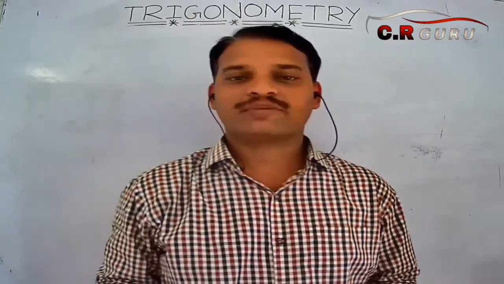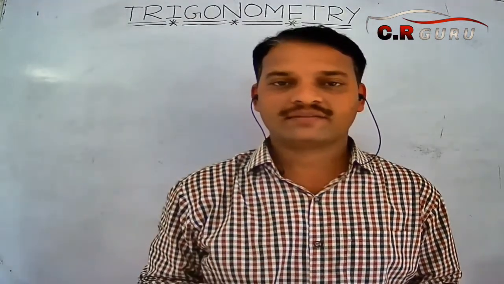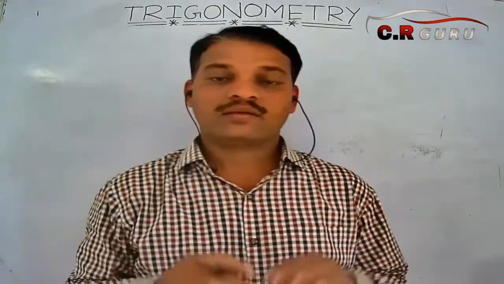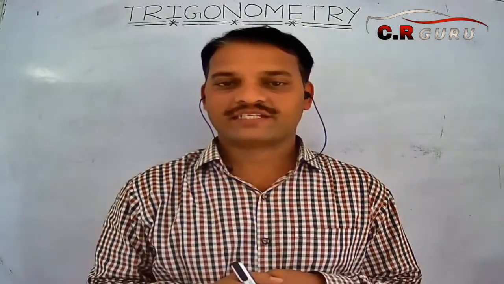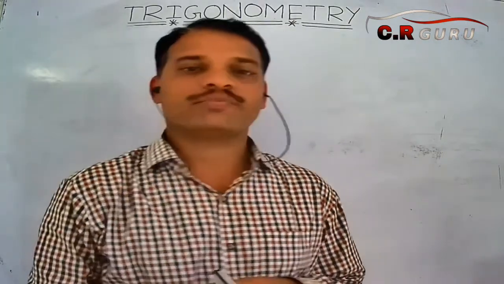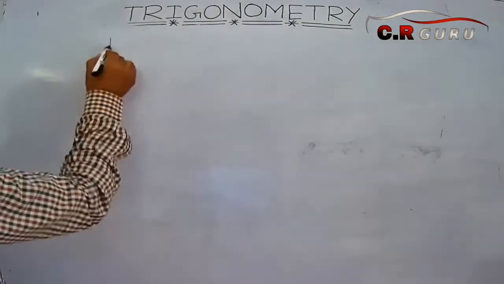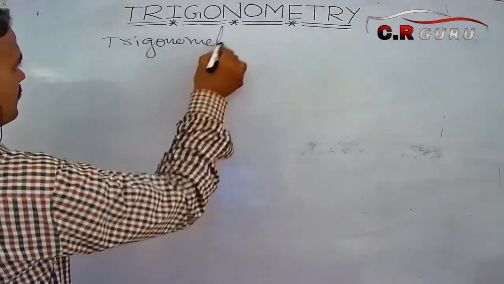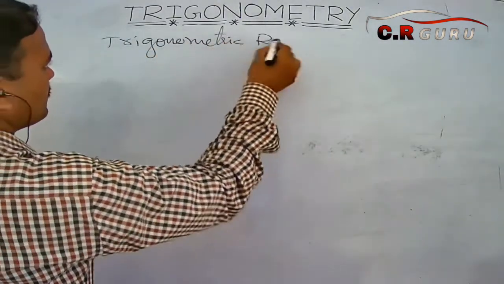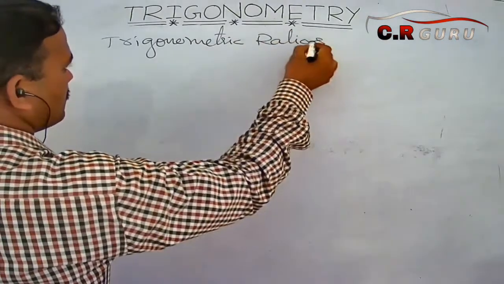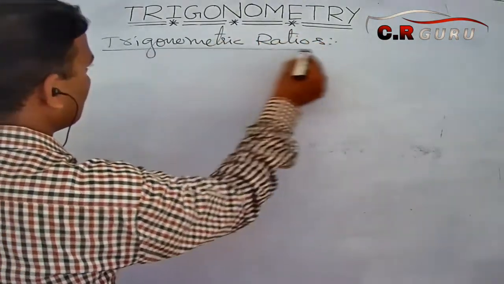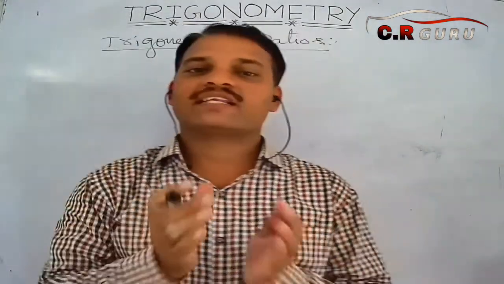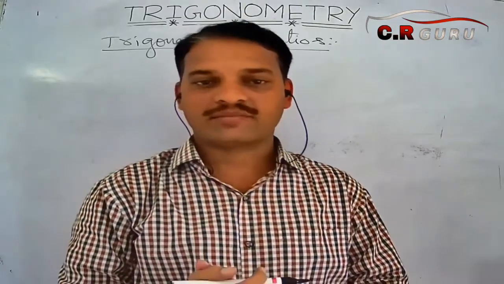So, today my topic is in trigonometry. How many trigonometric ratios are there? What are the definitions of trigonometric ratios? Today's topic. So, now I want to explain trigonometric ratios. Overall, there are 6 trigonometric ratios.